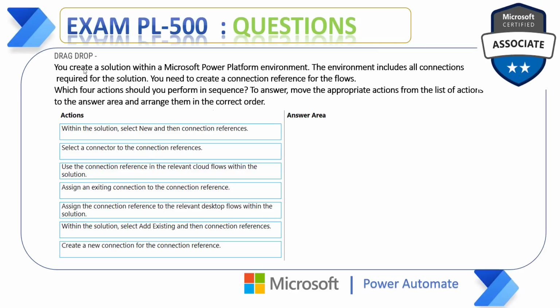If you see on the screen, you create a solution within a Microsoft Power Platform environment. The environment includes all connections required for the solution. You need to create a connection reference for the flows. Which 4 actions should you perform in sequence? There are 7 actions given. We have to select 4 actions to perform in sequence.